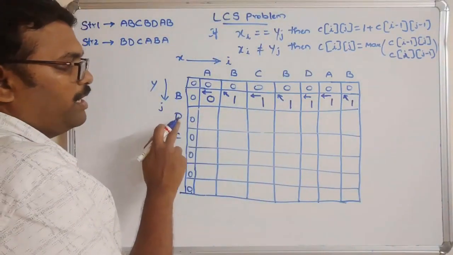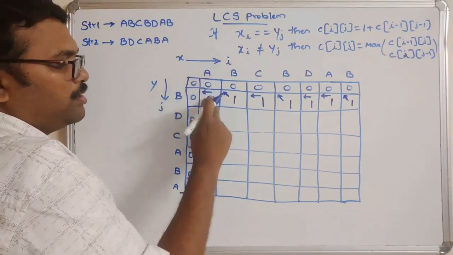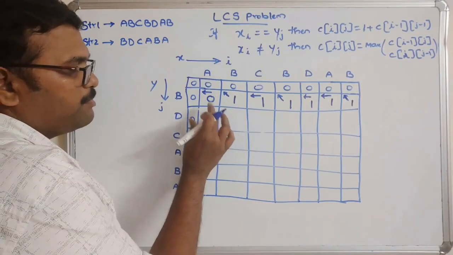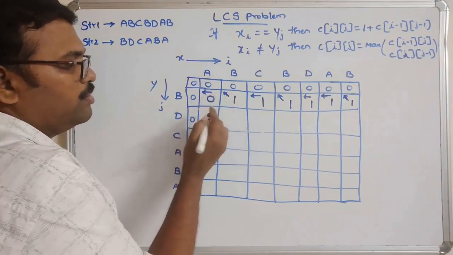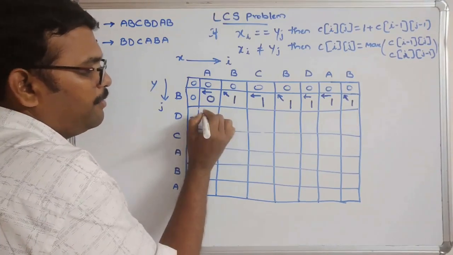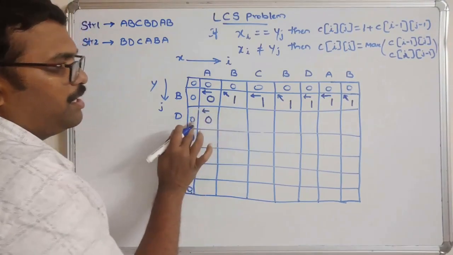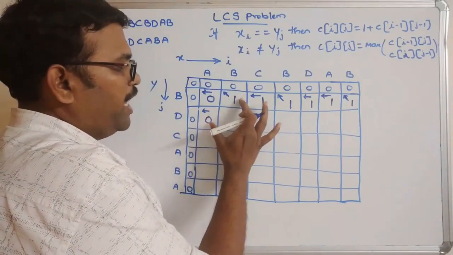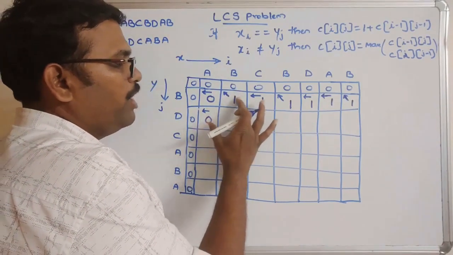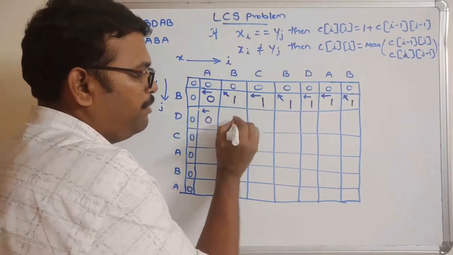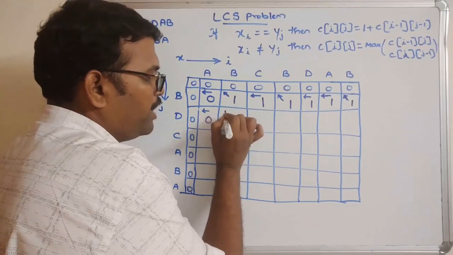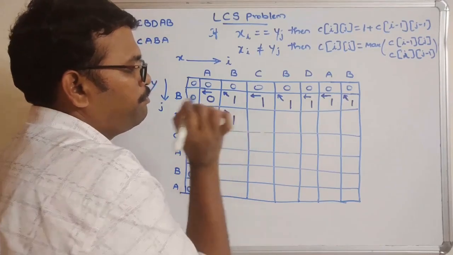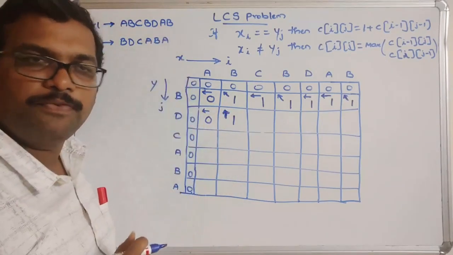Now coming to the second one, D and A both are not equal. So what we have to do? We have to consider the maximum among this one and this one. So both are equal. I am taking here, and I am taking from this cell. D and B both are unequal. So from these two cells, we have to consider a maximum. 1 is a maximum. I am taking 1, and we have taken it from the top cell. Okay, so put the arrow mark towards the upward.